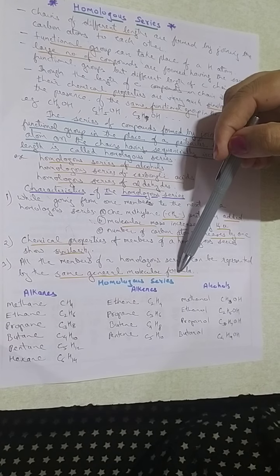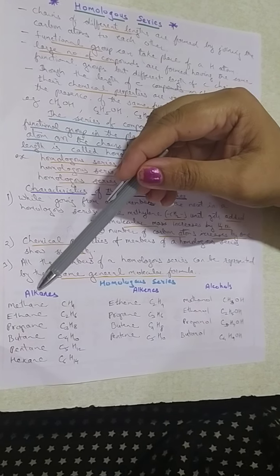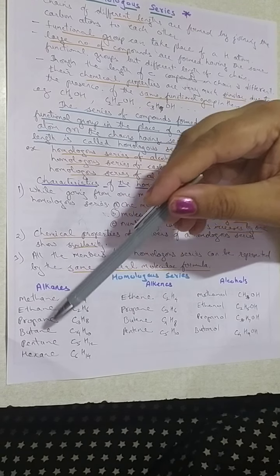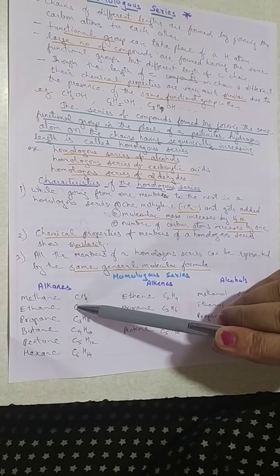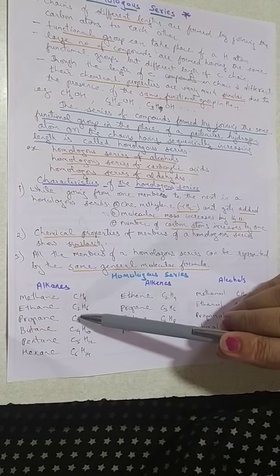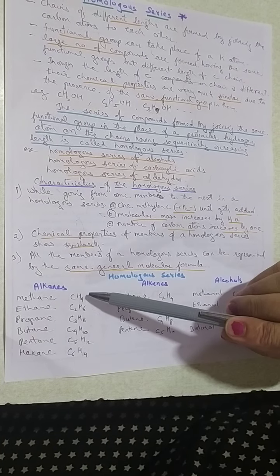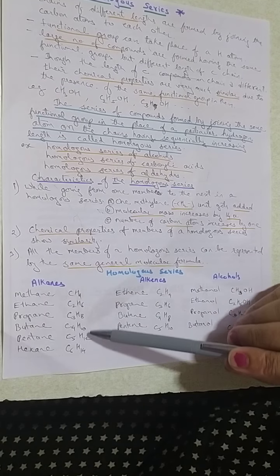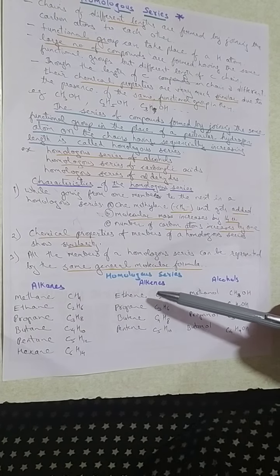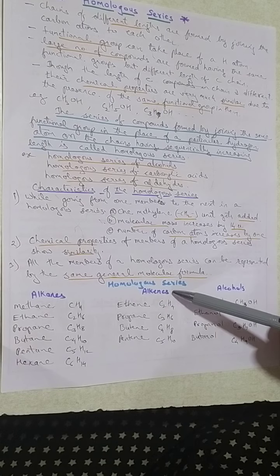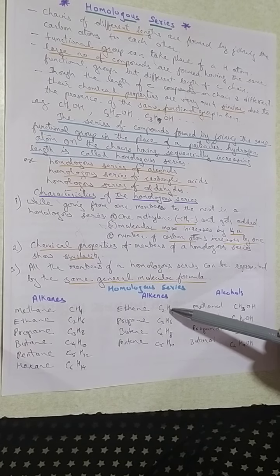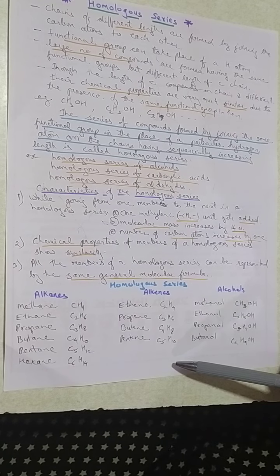Let us take some of the homologous series. This is the series of alkanes, that is methane, ethane, propane, butane, pentane, hexane. You will find that the number of carbons goes on increasing. 1 carbon, 2 carbon, 3 carbon and so on. And the number of hydrogens also goes on increasing by 2. That is, the CH2 group is added. Same thing here, the group of alkenes, that is ethene, propene, butene and pentene. Again here the CH2 group goes on being added.